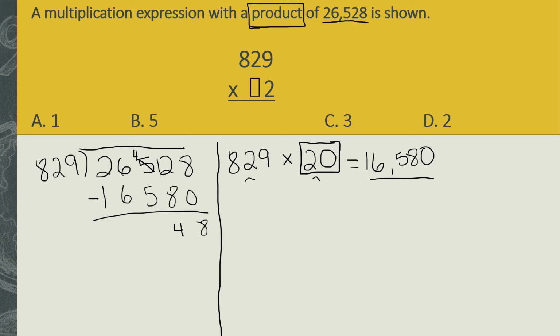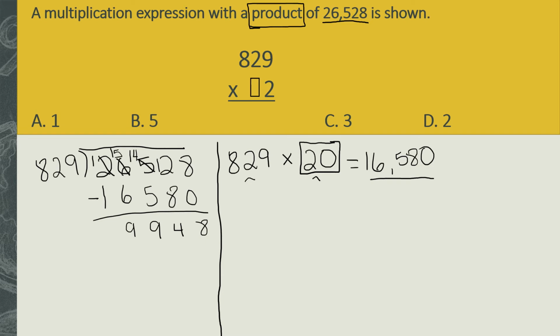4 minus 5, can't do that. The 4 is too small. We're going to go next door, make the 6 into a 5, the 4 into a 14. 5 minus 14 is 9. 5 minus 6, cannot do that. The 5 is too small. Go next door, borrow one last time, turn the 2 into a 1. The 5 turns into a 15. 15 minus 6 is 9.